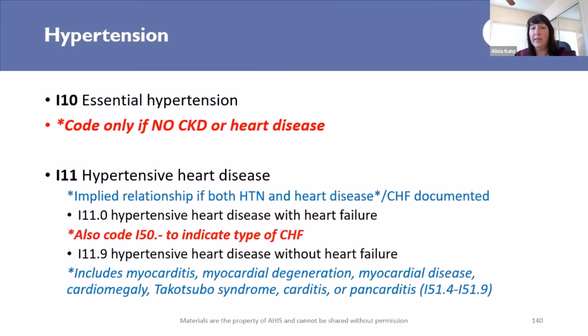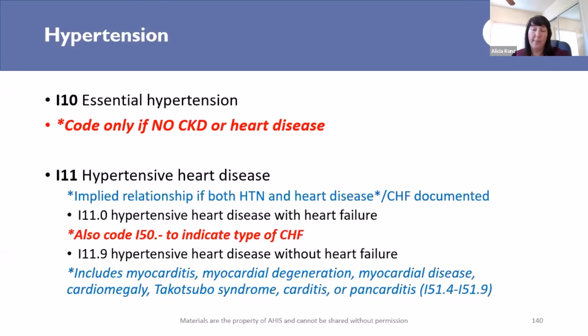Then the next category is I11, hypertensive heart disease. And again, that is if they have hypertension and heart disease or hypertension and heart failure. So I11.0 is hypertensive heart disease with heart failure, meaning they have CHF. And you will see when you assign that code that it's going to tell you, don't forget to also assign a code from category I50 to indicate the type of congestive heart failure.